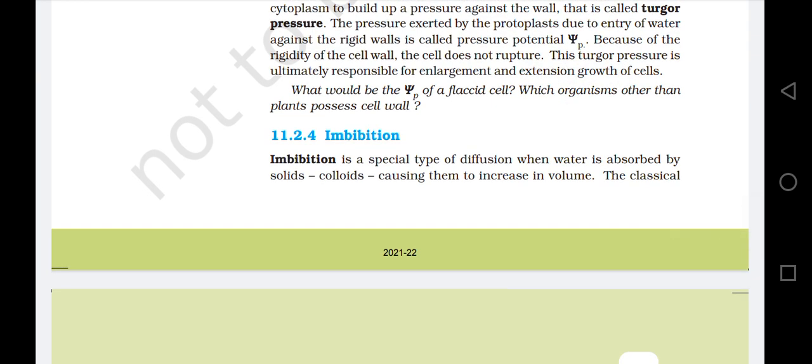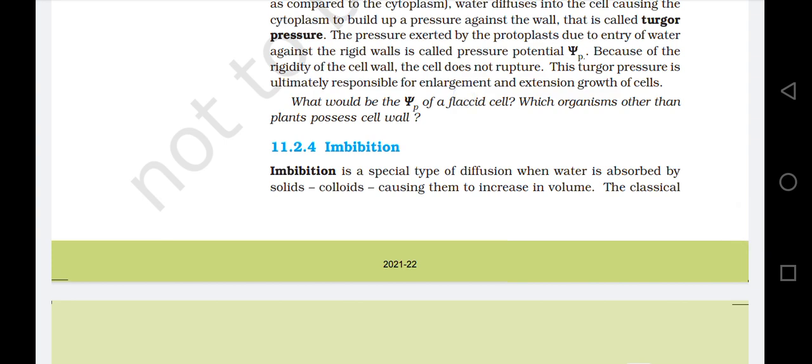What would be the psi p of a flaccid cell? Which organism other than plants possesses a cell wall?